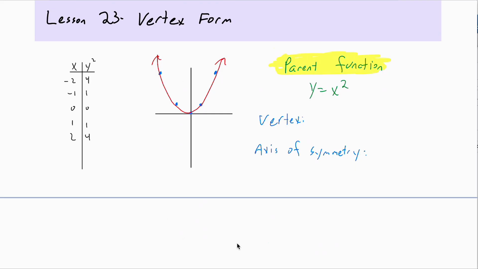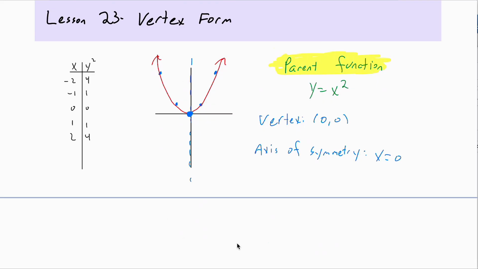Quickly, let's revisit the parent function for quadratics, y equals x squared. I have the table and the graph of the parent function on the screen, which hopefully you recognize already. It's pretty easy to identify the vertex of the parent function. That's the coordinate 0, 0. And the axis of symmetry is also pretty easy to identify. That is the line x equals 0.